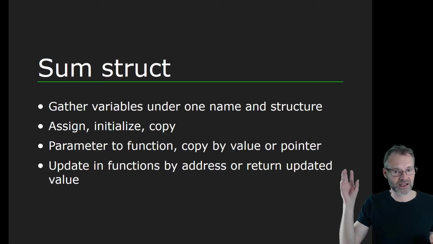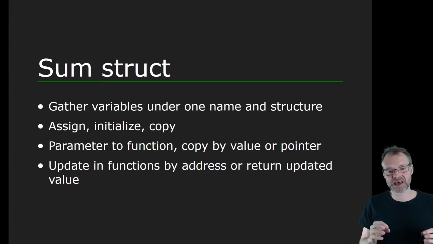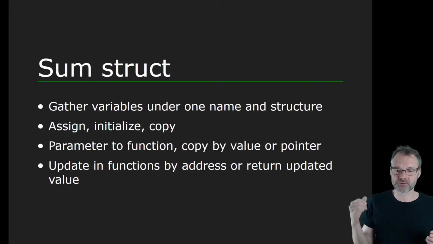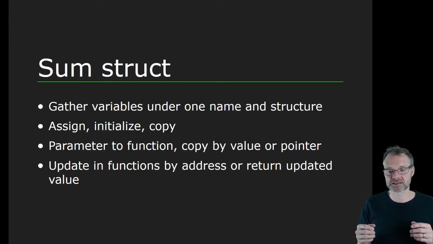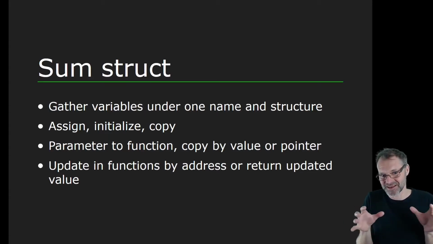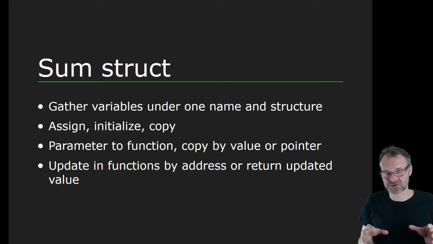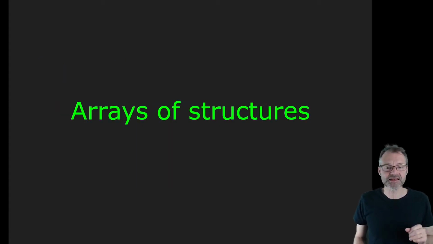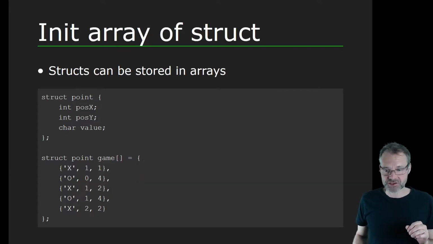We have structs. This is basically a way to gather a lot of variables under one name and one structure. We can initialize, assign, and copy them. We can send them as parameters to functions, either by value or pointer. We can return a whole struct. So that is basically all the ways we need to work with structs. Let's see how we can work with arrays of structures.